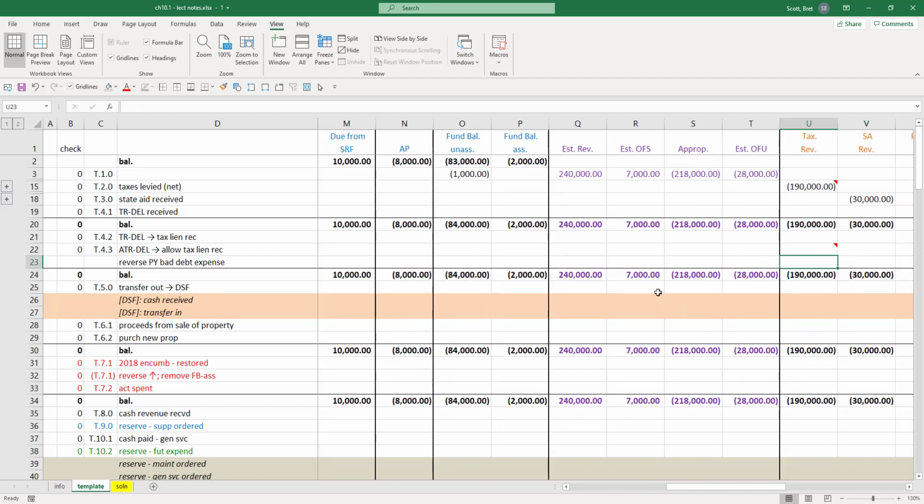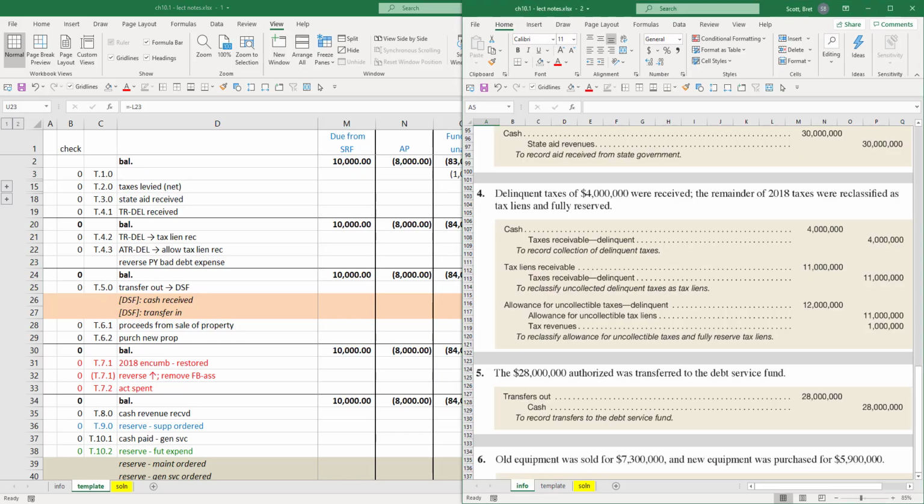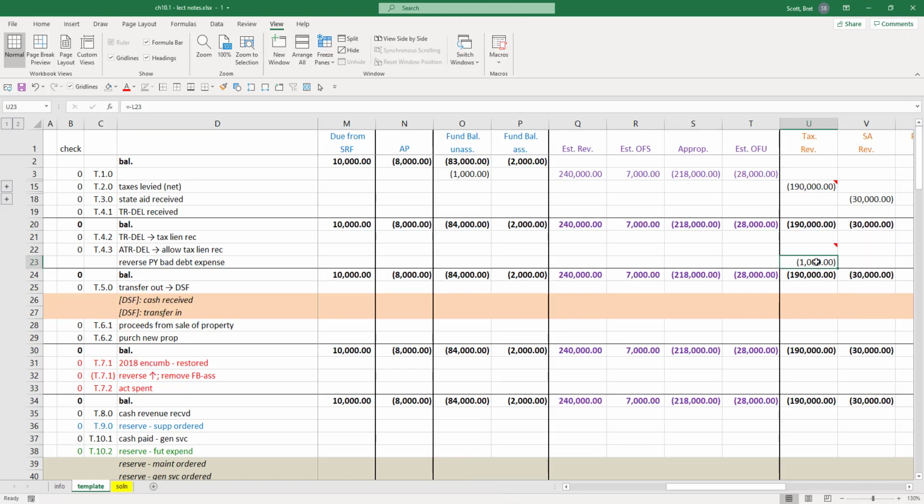Over here into the tax revenue column, I'm going to credit tax revenue as they show you here in this journal entry, but they're sort of netting everything together. What I'm saying here is this. Last year, when I recorded my tax revenue, I reduced tax revenue. I debited tax revenue for the bad debt expense.